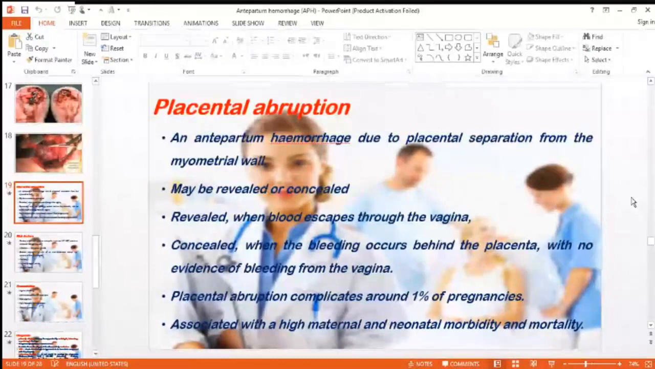occur due to placental separation from myometrial wall prior to delivery of the fetus, and it may be either revealed or concealed. هسه شنو هو revealed, شنو يعني concealed? Revealed when the blood escapes through the internal os and we can see the bleeding, and the amount of bleeding is the same as separation. يعني احنا not outweigh the separation. لما يصير عندنا slight separation راح يصير عندنا slight bleeding. لما يصير عندنا a huge separation and the revealed bleeding occur, it will be a huge bleeding.